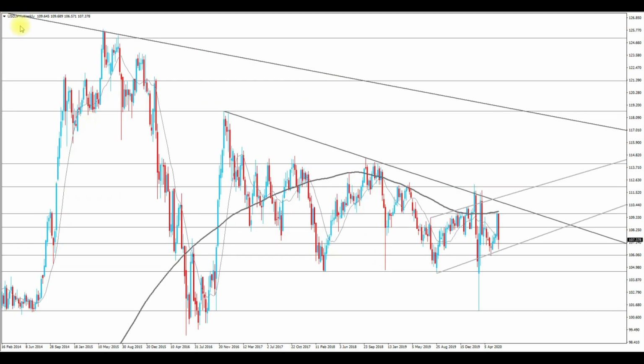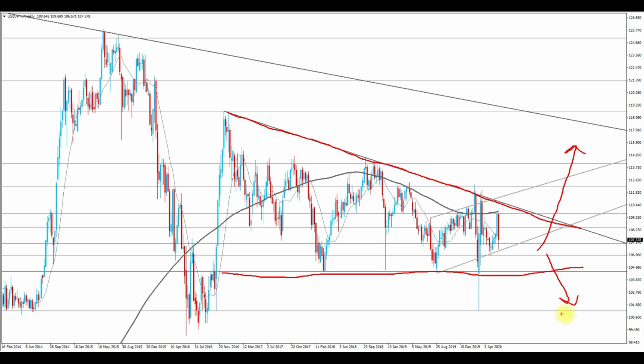So if we look on the weekly, we've had this descending triangle pattern. Price has been respecting this trend line, and price is having a tough time breaking this level around here. So I'm expecting price to eventually break out from this descending triangle pattern, to break up and test that monthly trend line that I was talking about, but still price could break down and come back to hit this level. But I am favoring price to break up and test that monthly trend line.